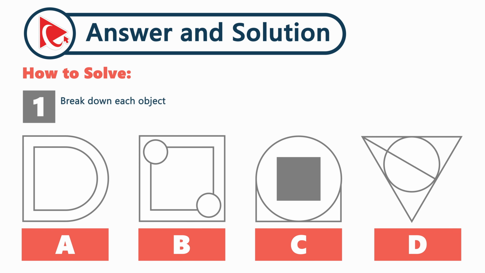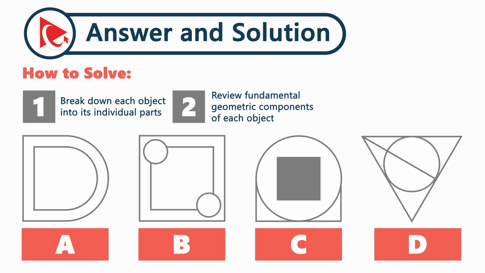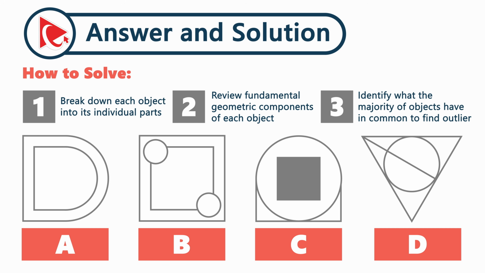In step 1, we need to break down each object into individual parts, individual basic shapes. In step 2, we need to review the fundamental geometrical components of each object. And in step 3, we need to identify what the majority of objects have in common to find the outlier. Let's start with step 1.